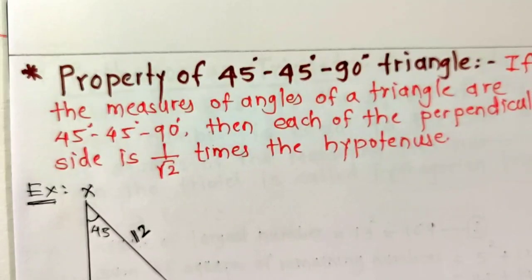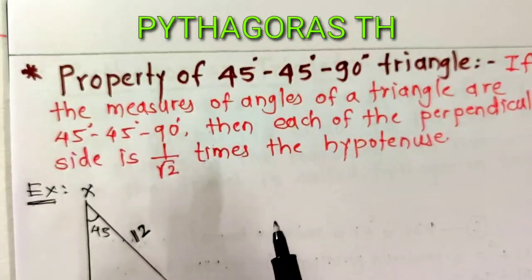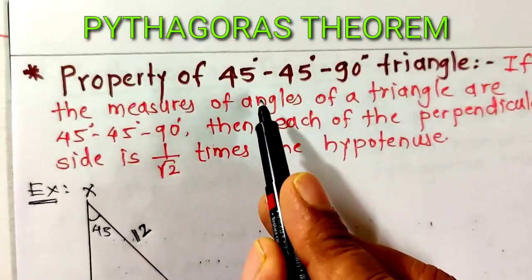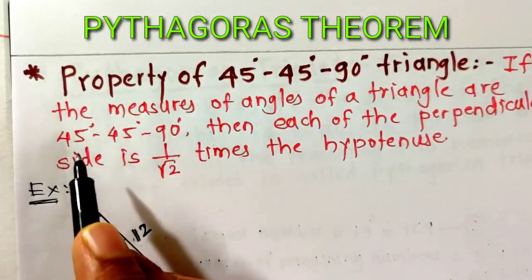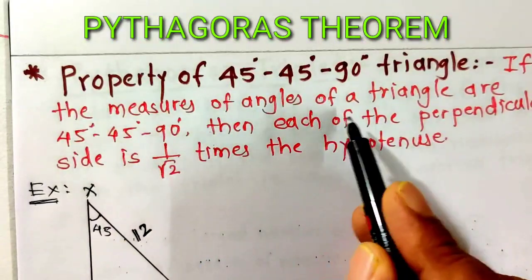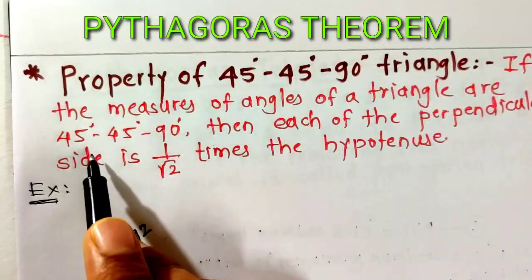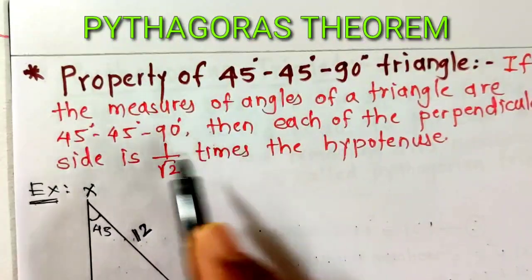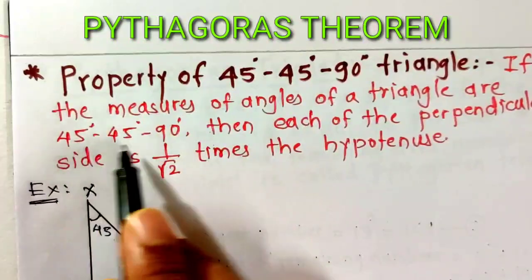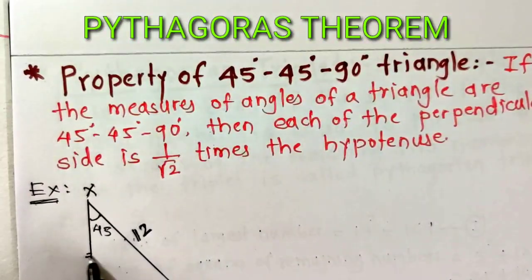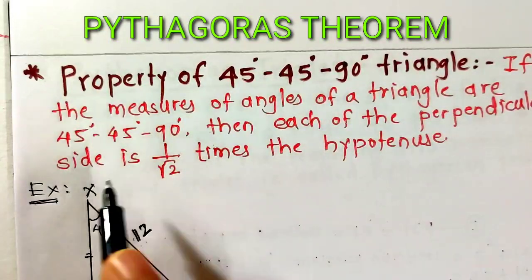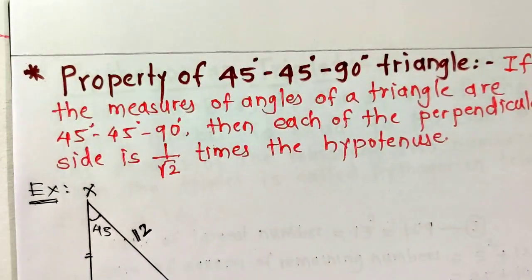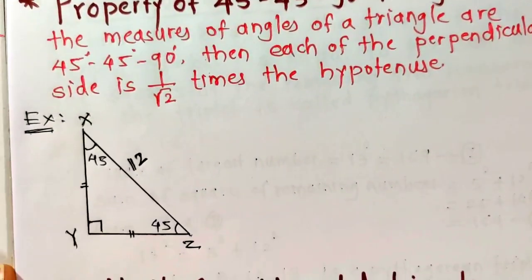So here is the second property, the third property of the 45-45-90 degree triangle. If the measures of the angles of a triangle are 45, 45, 90 degrees, then two angles are congruent, so it is an isosceles triangle, which means the perpendicular sides are congruent. Then each perpendicular side is 1 upon root 2 times the hypotenuse. So this is the property.